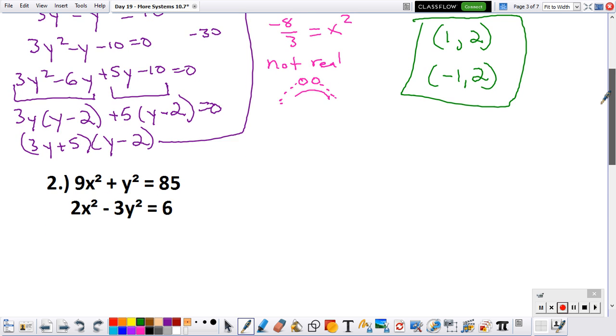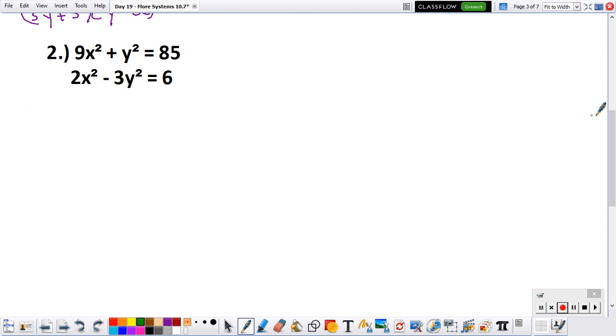Let's take a look at the second one. So we've got an ellipse on the origin, and we've got a hyperbola on the origin, and I would bet, if I had to guess, that these are going to cross 4 times. Because if you just think about it, ellipse, hyperbola, probably going to cross 4 times.